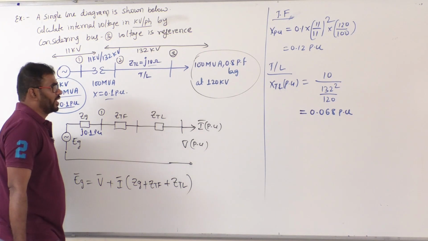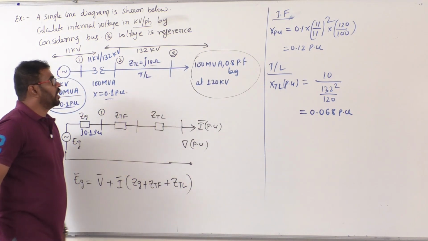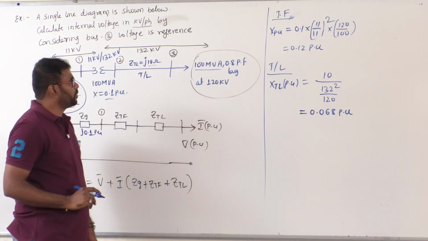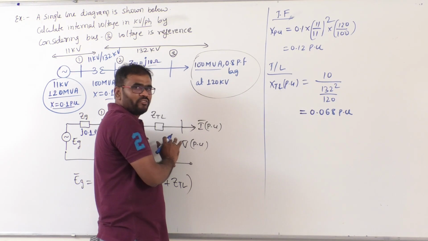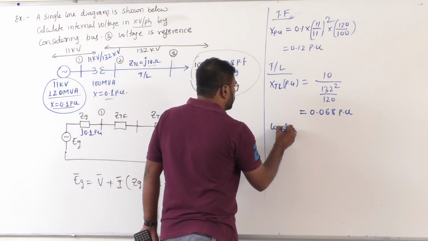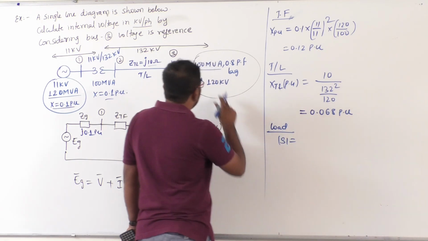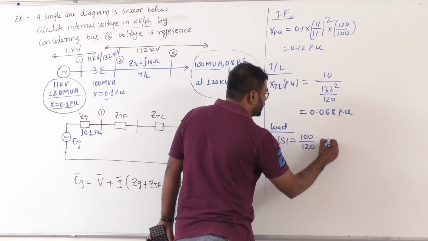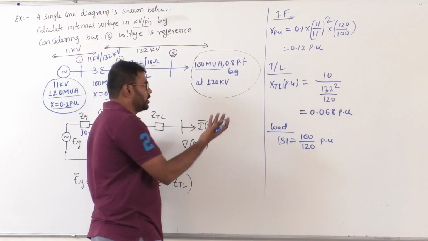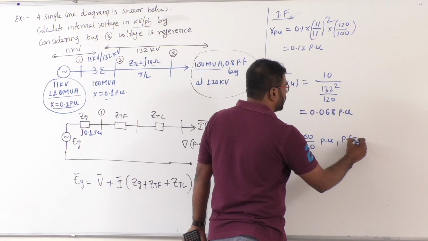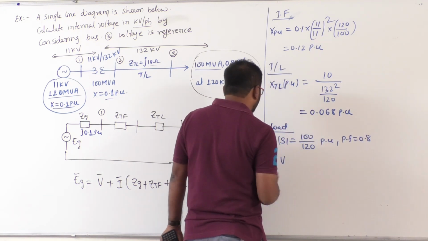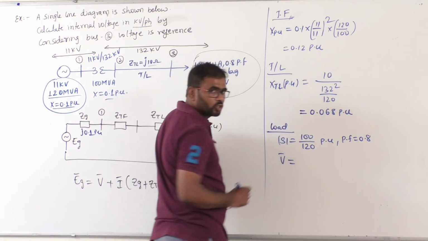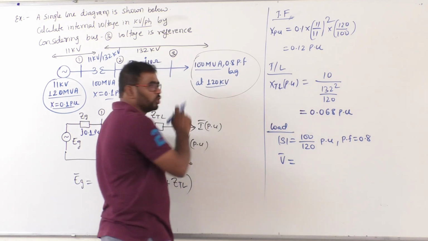Now after the transmission line, coming to the load circuit. Sir, the load is delivering how much complex power? Magnitude of S is 100 MVA. In per unit form, 100 divided by 120 per unit. This is the magnitude of S. Power factor is anyway 0.8, that will not change. And what about the voltage, sir? This is our reference. That's why V bar equal to 120 is the line voltage.